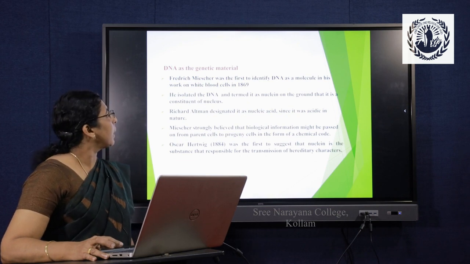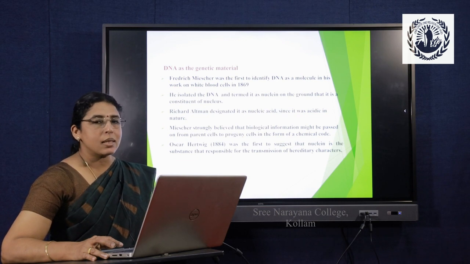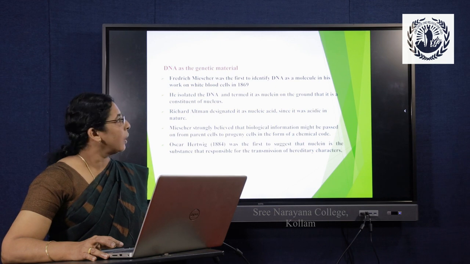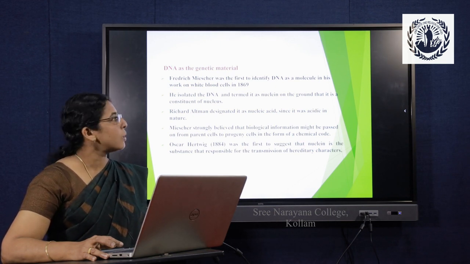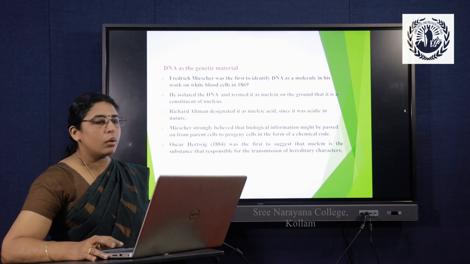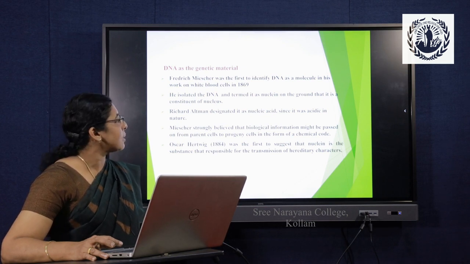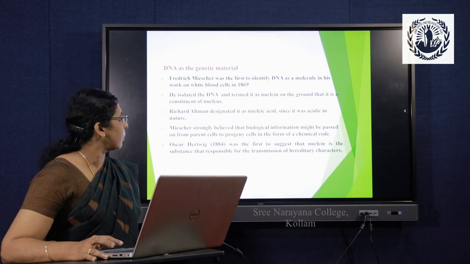And coming to the topic, DNA as genetic material. DNA was first identified by Friedrich Miescher in 1869. He isolated DNA from the blood cells and termed it nuclein on the ground that it is a constituent of the nucleus. Later, Richard Altmann designated it as nucleic acid since it was acidic in nature.